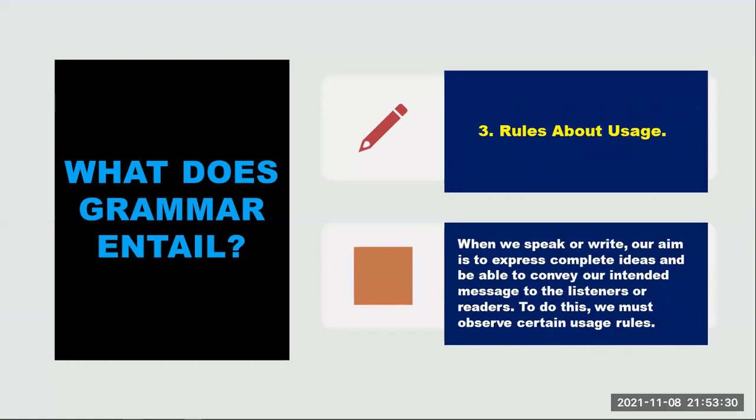Now, the third important thing that grammar includes is rules about usage. Whether we are speaking or writing, our aim is to express complete ideas and be able to make our message clear to our listeners or readers. If we have to do this, we must observe certain rules about usage. So these 3 basic things are the things that grammar includes.